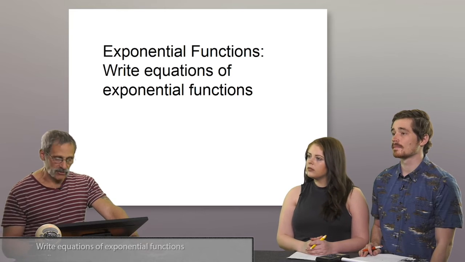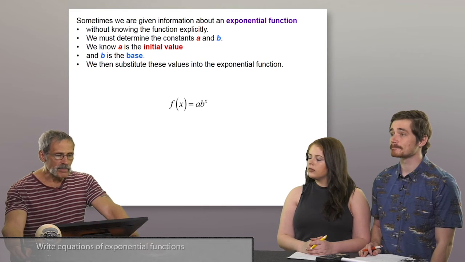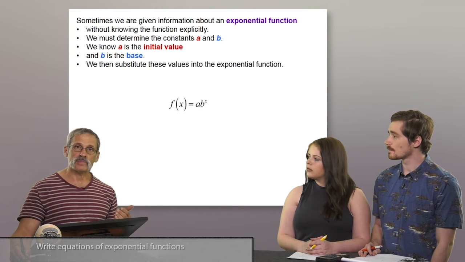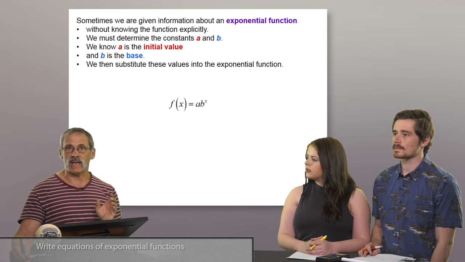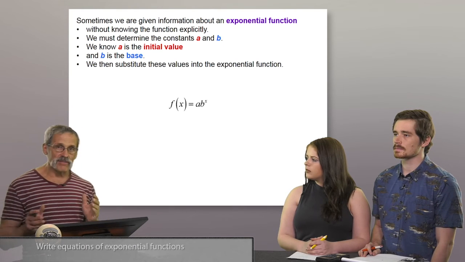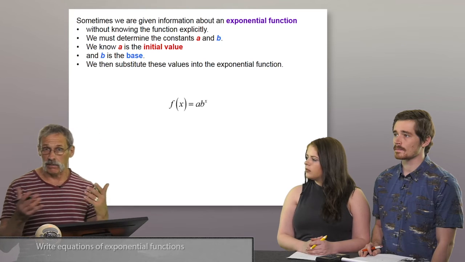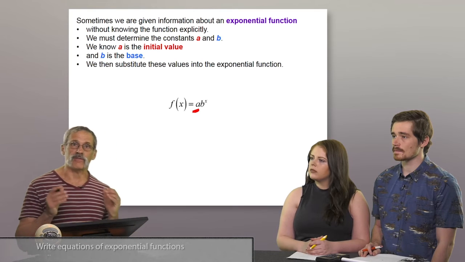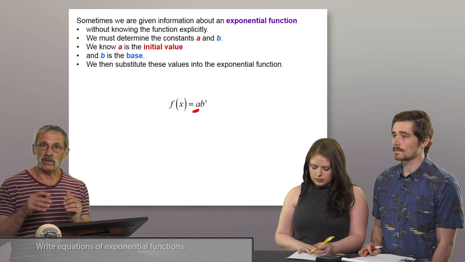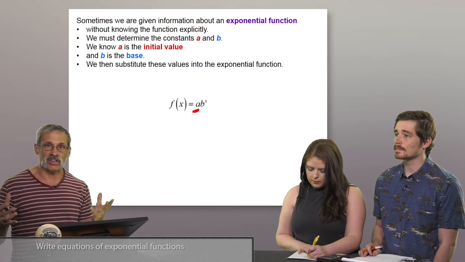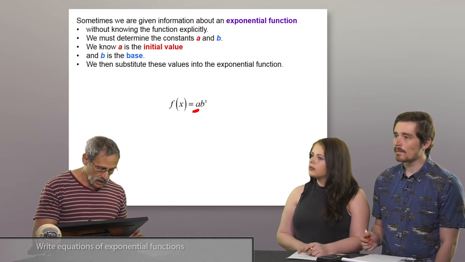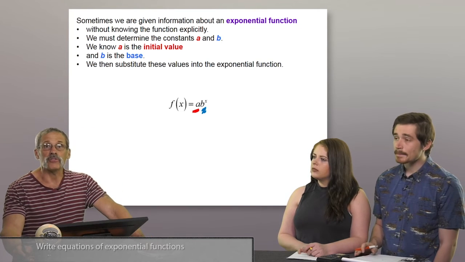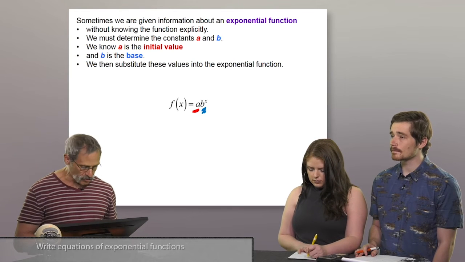Write equations of exponential functions. Sometimes we're given information about an exponential function, but we don't know the actual formula. Now we know the general form, f of x is equal to a times b to the x. And what we have to do to find that exponential formula is find a and b. Now a is just the initial value, so if you put in a value of 0 for x, b to the 0 is 1, and the function kind of breaks down to f of x equals a. And then b is the base. So our goal is to find a and b and substitute the values into the function.